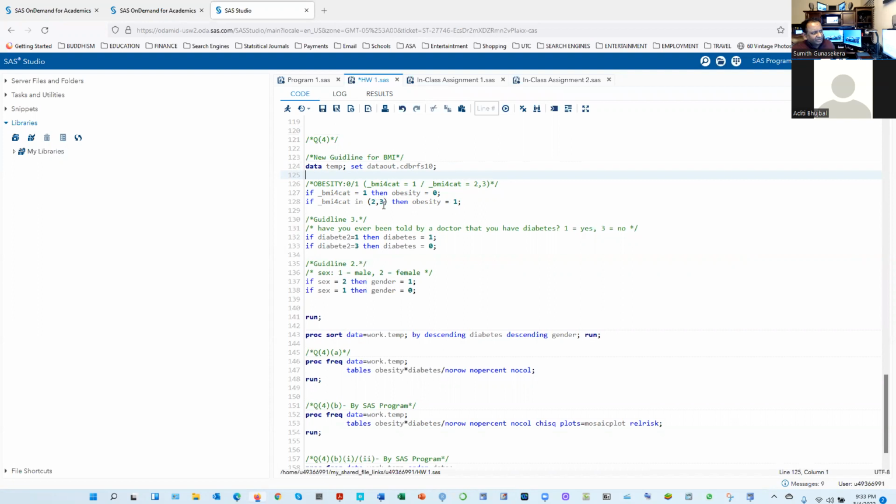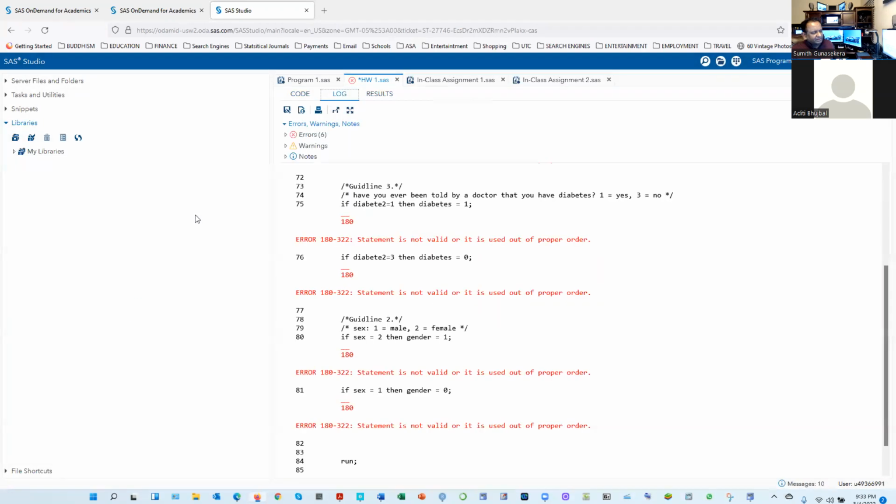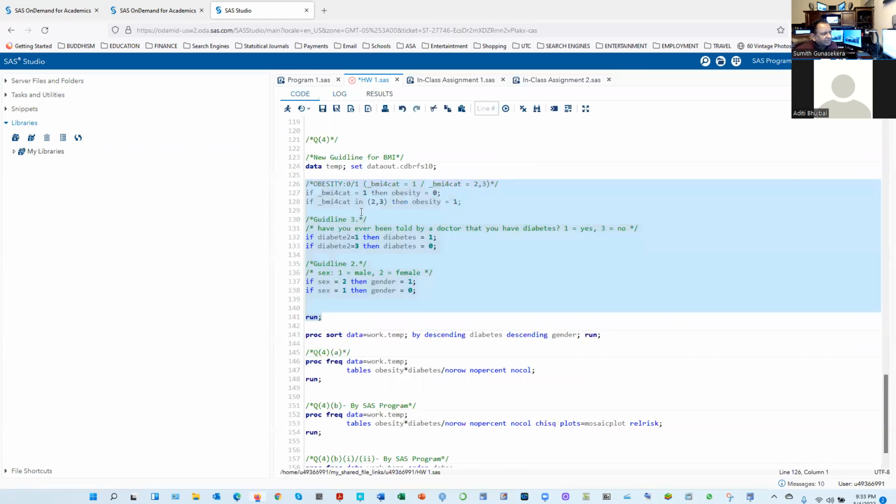Diabetes 1 and 3 as usual, and the gender as usual. Let's run this one. Obesity is the one we change. What happened? Oops.